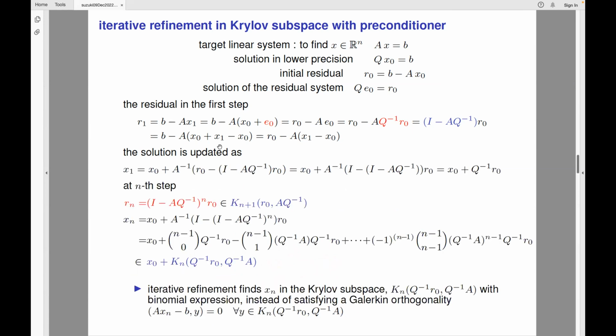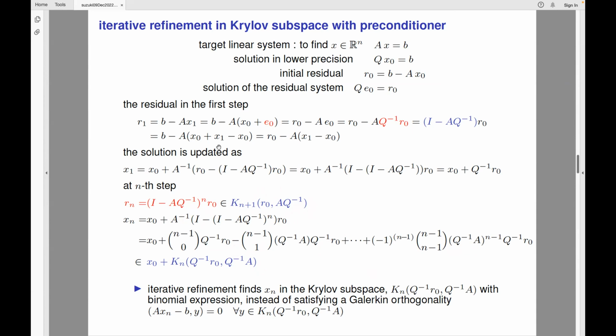And I continue to the n-th step. R0 is computed this way. We can see it belongs to the closed subspace of R0 with the multiplicator AQ inverse, and the solution is written like that with binomial coefficients. So the solution is found in the closed subspace, but not using Galerkin orthogonality. That means if we use Galerkin orthogonality, any kind of closed method can be faster than this one.